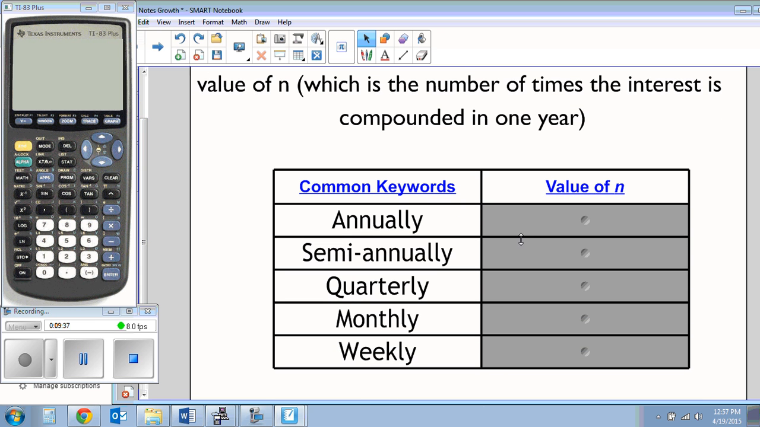One of them is annually. Annual means 1. Semi-annually, just like when you go to the dentist, you should go 2 times, so it's semi-annually. Quarterly, there are 4 quarters in a dollar. Monthly, there are 12 months in a year, and weekly would be 52. If it's daily or continuously, it'd be 365. So that way you know what your N value is when you plug that in.